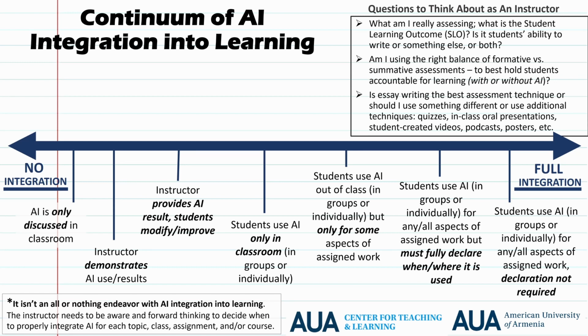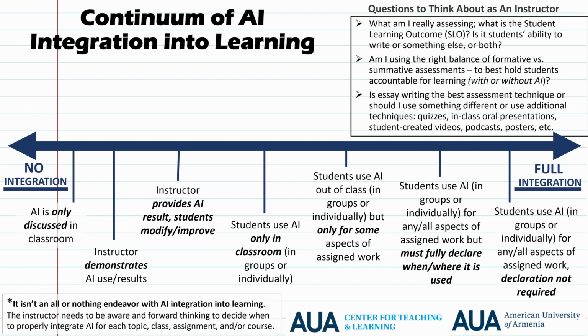One is, what am I really assessing? What is the student learning outcome? Is it the student's ability to write, or is it something else, or is it both? Depending on that would help us in deciding how AI should be used for that assignment within the class.